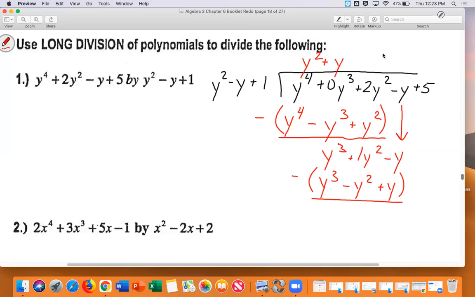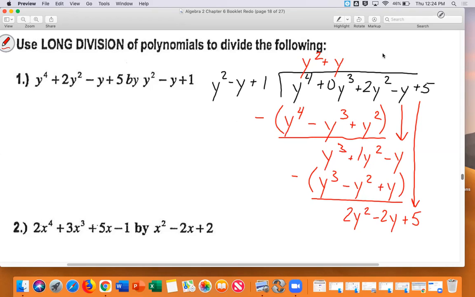So now I have y cubed minus y cubed. They cancel. Y squared minus negative y squared, that's 2y squared, because 2 negatives would make a positive. Then I have negative y minus y. That's negative 2y. And then this 5 drops straight down to plus 5. Lance, you with me here? Yeah.